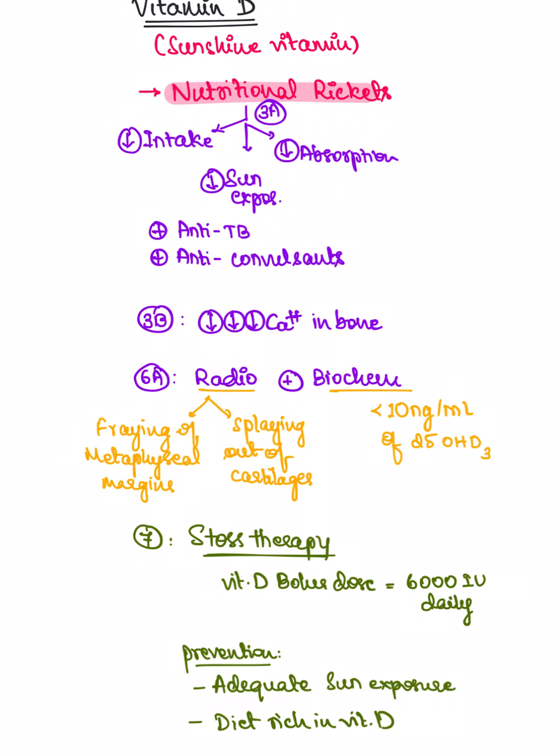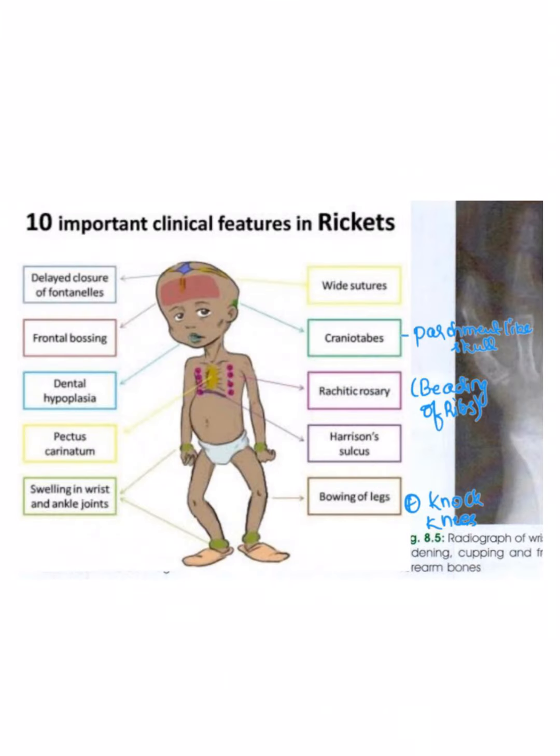So, coming to some of the clinical features in rickets, these are the 10 important clinical features. The first is delayed closure of fontanelles. There can be wide sutures of the skull, and there can be frontal bossing. So in the head itself, there are three important clinical features. Then there can be craniotabes, which is a parchment-like skull.